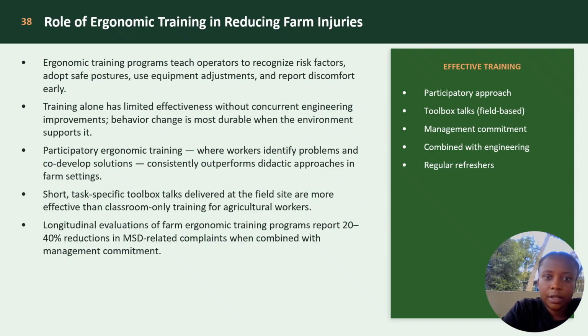Topic 38: role of ergonomic training in reducing farming injury. Ergonomic training programs teach operators to recognize risk factors, adopt safe postures, use equipment adjustments, and report discomfort. Training alone has limited effectiveness without concurrent engineering improvement. Behavior change is most durable when the environment supports it. Effective training: participatory approach, toolbox talks, management commitment combined with engineering, and regular refreshers.